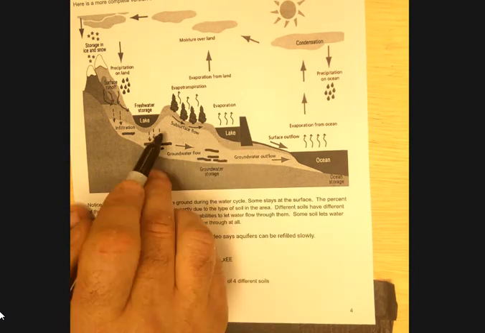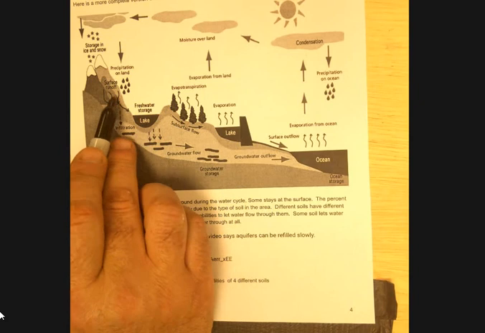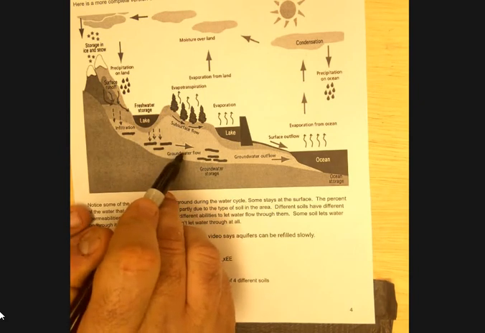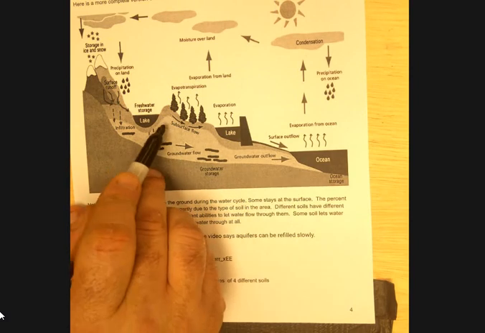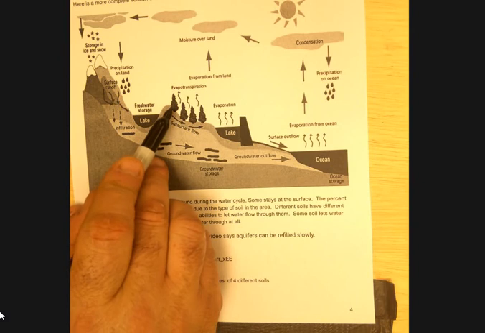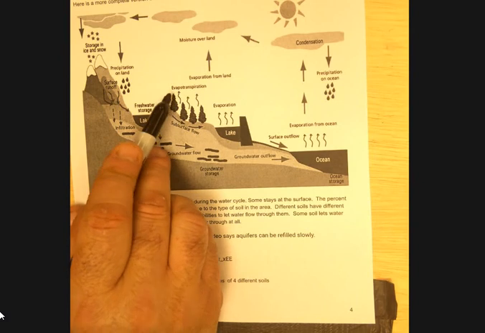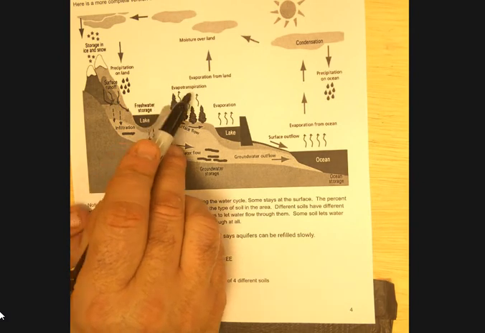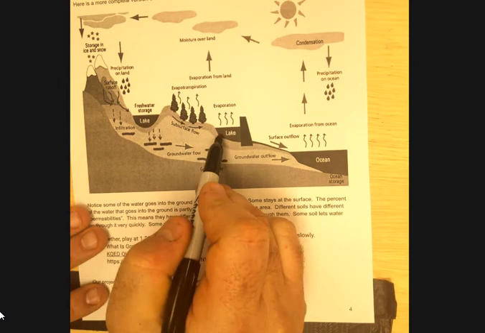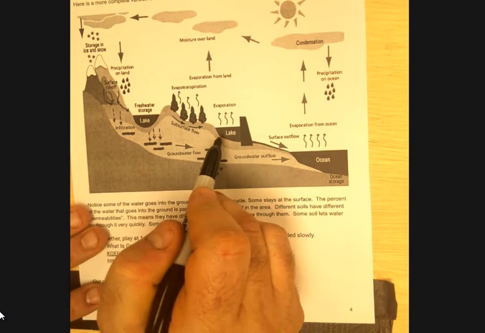Now, all this water that's flowing, whether it be runoff or the flow underground, does not necessarily end up in the ocean. Some of it gets sucked up by the plants, and from the plants it evaporates. We call that evapotranspiration, fancy word. Or it can evaporate from the lakes and rivers that it collects in.